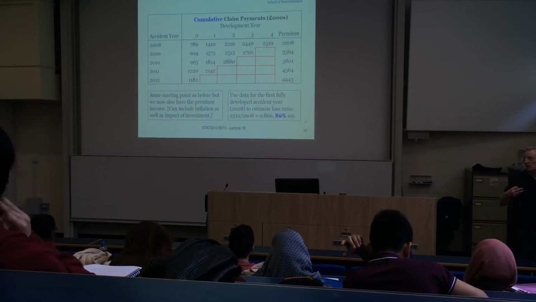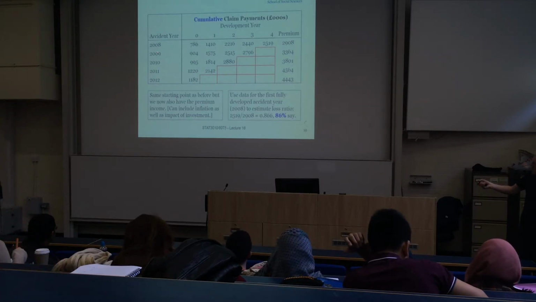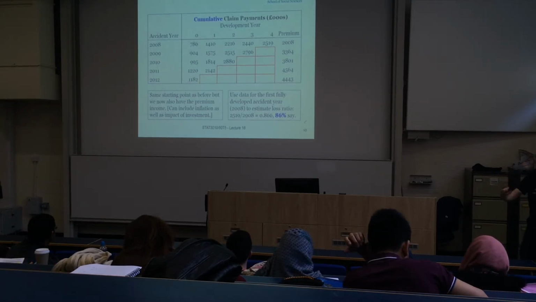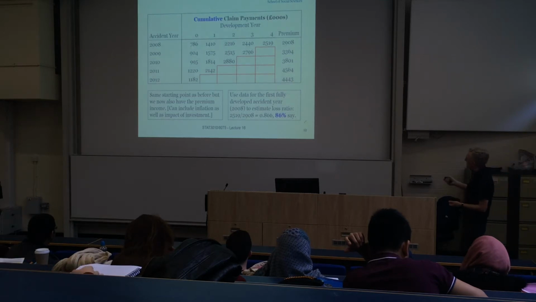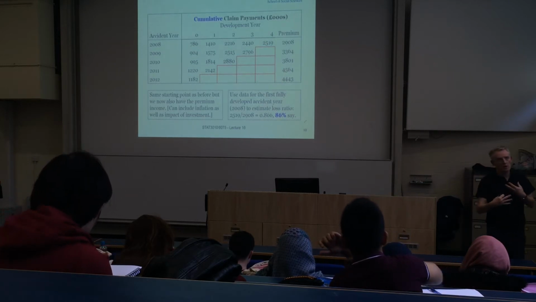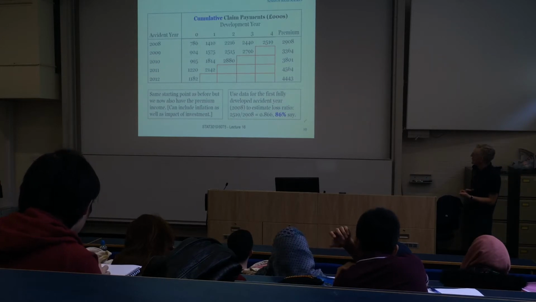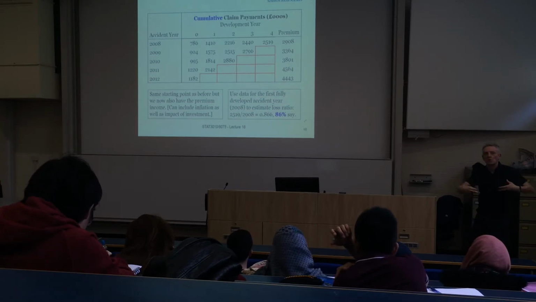Alright, so what I'm going to do for accidents in future years that have not fully developed is use this loss ratio, I'm going to call it 86%, to give me an initial guess at what my total loss or total claims payments will be.